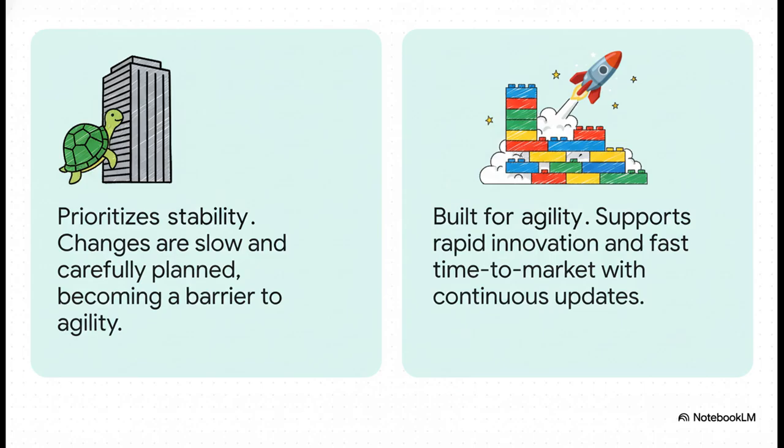First round, agility versus stability. Legacy systems are stable, but man, are they slow to change. Think about a big, old bank. You want their core system to be rock solid, but getting a new feature out can take months, even years. Then you have companies like Netflix. They can push hundreds of tiny updates a day. Why? Because they're just swapping out little Lego bricks, not renovating a skyscraper.